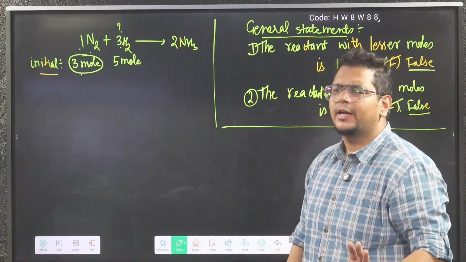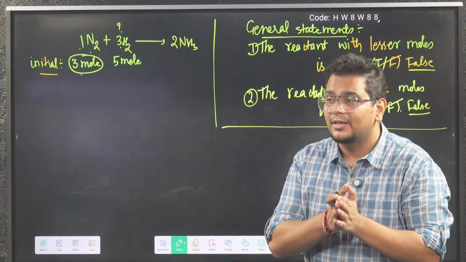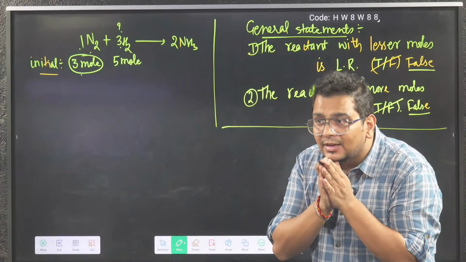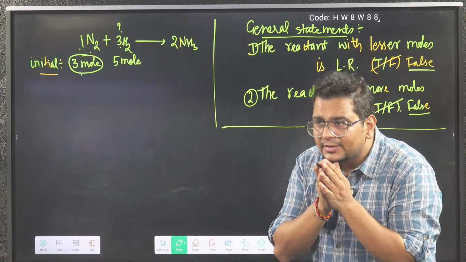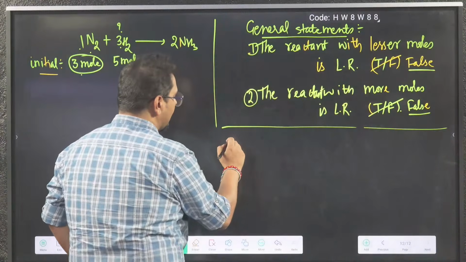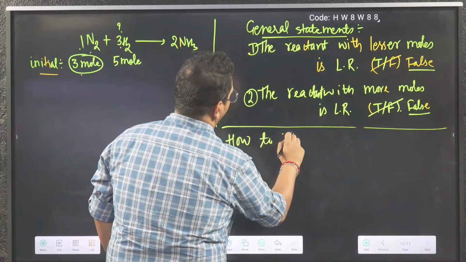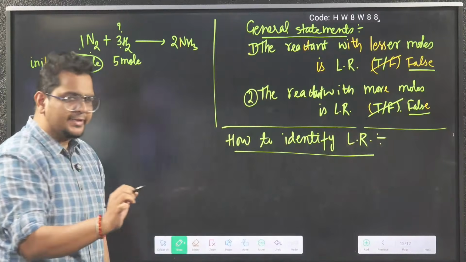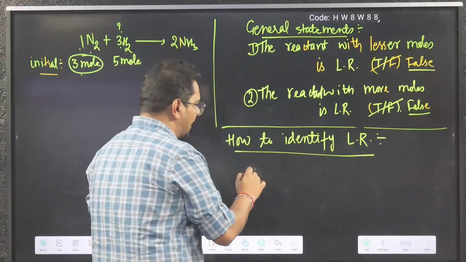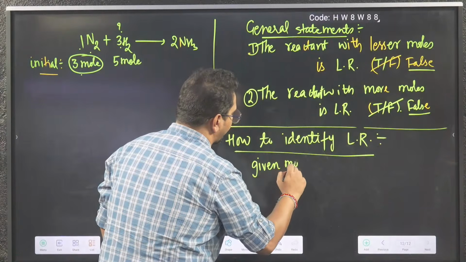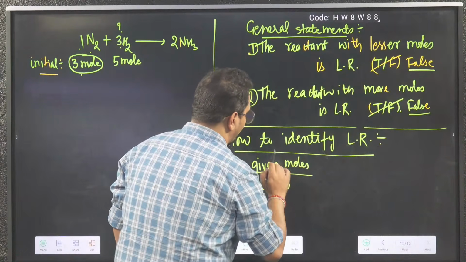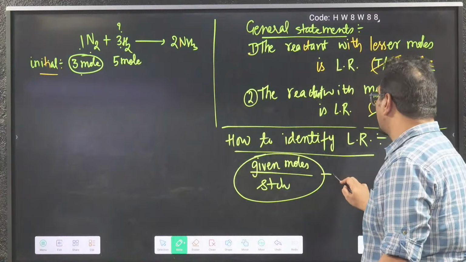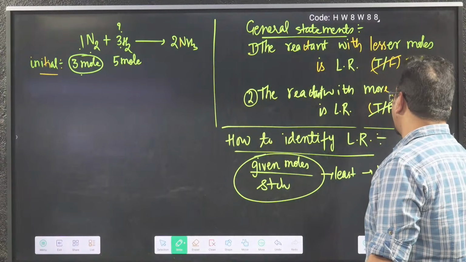I'll tell you a simpler method of identifying the limiting reagent, but firstly understand the basic. Rather than going to the trick, firstly understand the basic. Basic clear? Getting? Now the method of how to identify LR, the limiting reagent. 100% accuracy will come in this method. The method is: divide the given moles by stoichiometry, and wherever the given mole by stoichiometry is least, that is the limiting reagent.